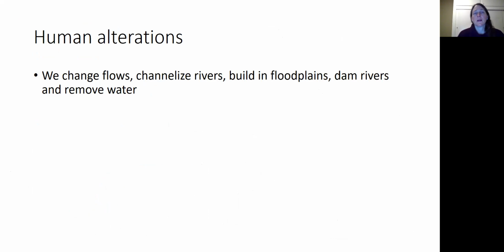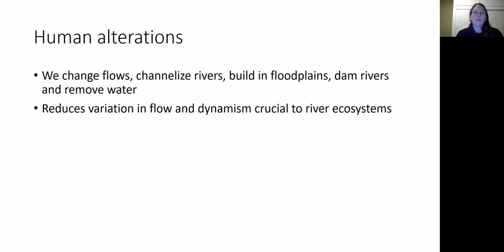So humans alter stream flows. We change flows, we channelize rivers. We like to build in floodplains and dam rivers, and we like to pull water out of rivers. All of these things tend to reduce the variation around the mean, and they reduce the dynamic nature that is crucial to how river ecosystems work. So in a sense, one of the biggest disturbances to rivers is the lack of disturbance. Okay, so the lack of variation in flow ends up being one of the major disturbances in rivers.